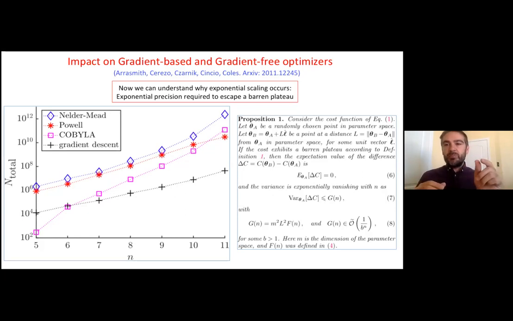So they would have, say, a set of points, and they would look to see which point has the lowest cost function value. And then based on that, they would proceed how to update the parameters. And so gradient-free optimizers also suffer from this Barren Plateau phenomenon as well. And they also require exponential shot cost too. And hence why we see that numerically.